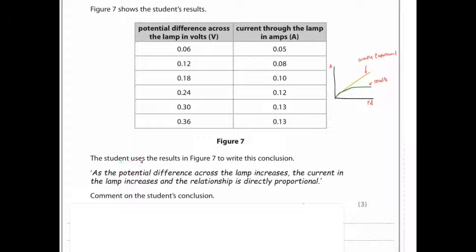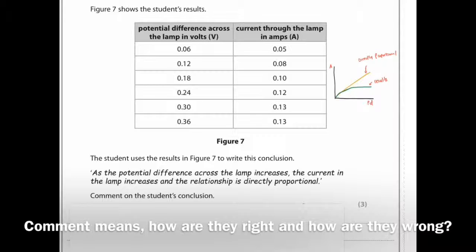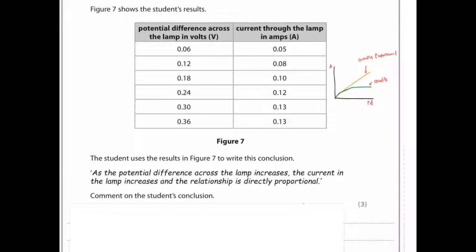A student uses the results in figure 7 to write this conclusion. As the potential difference, the voltage across the lamp, increases, the current in the lamp increases, and the relationship is directly proportional. Comment on the student's conclusion. Up to a point, they're sort of right. You have this relationship here, where you can see it is straight for a bit. But then, after a while, it levels off. So increasing the potential difference doesn't increase the current, it stops increasing.